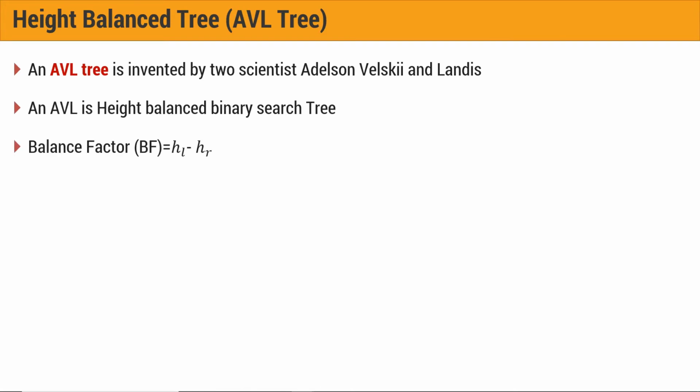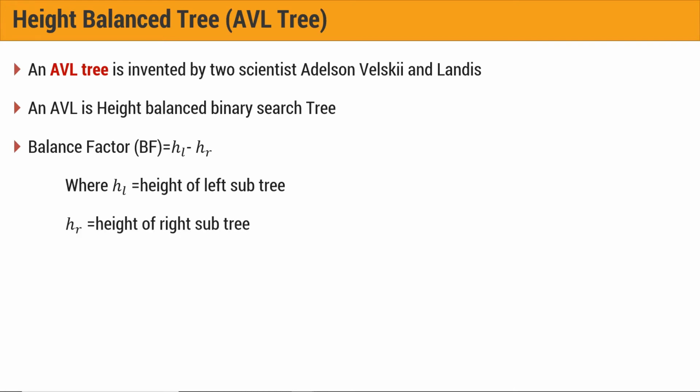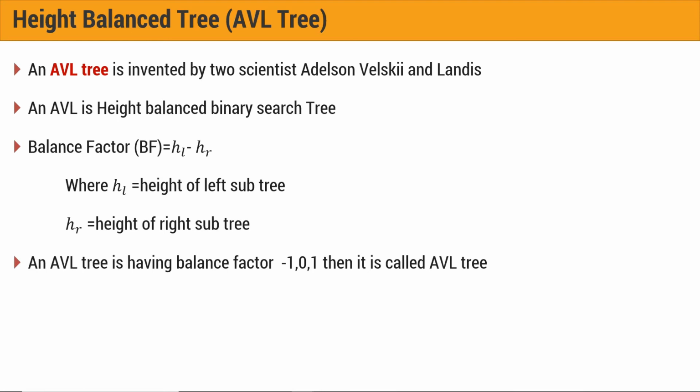So, first of all, we have to find the balance factor. Balance factor BF is equal to HL minus HR, where HL is the height of the left subtree and HR is the height of the right subtree. If a tree has balance factor of -1, 0 or 1, then it is called an AVL tree.